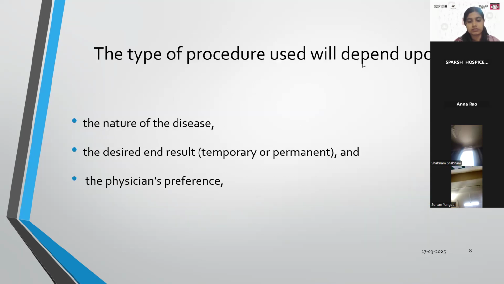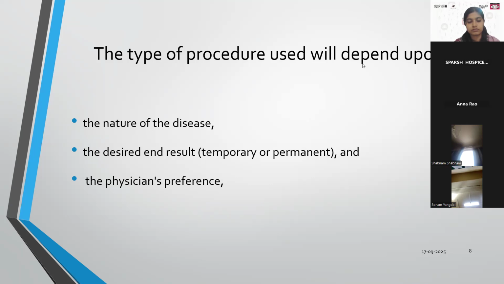So, end colostomy is a stoma. Here only one opening will be there. You can see in the figure, on the right side. The stoma is created from one end of the bowel, and the other portion of the bowel is either removed or sewn shut. For example, Hartmann's procedure.